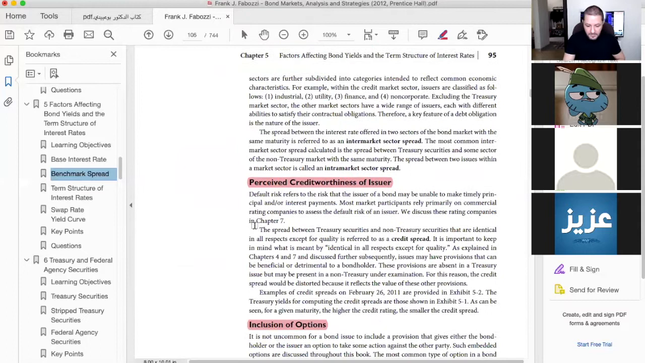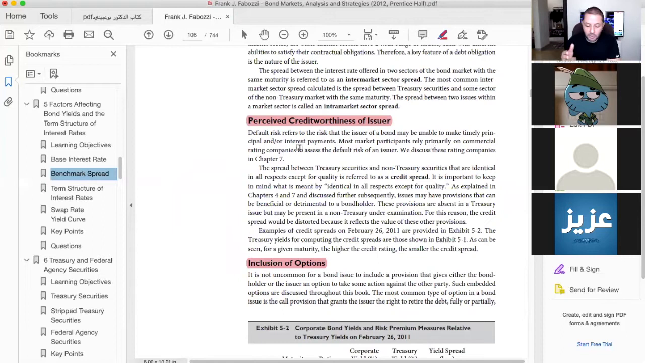Now the perceived creditworthiness of the issuer. Here we talk about the default risk, which refers to the risk that the issuer of a bond may be unable to make timely principal and or interest payments. Most market participants rely primarily on commercial rating companies to assess the default risk of an issuer. For the US market, for example, we rely mostly on the ratings disclosed by Standard & Poor's, by Fitch, or by Moody's. These are the three big companies for ratings.